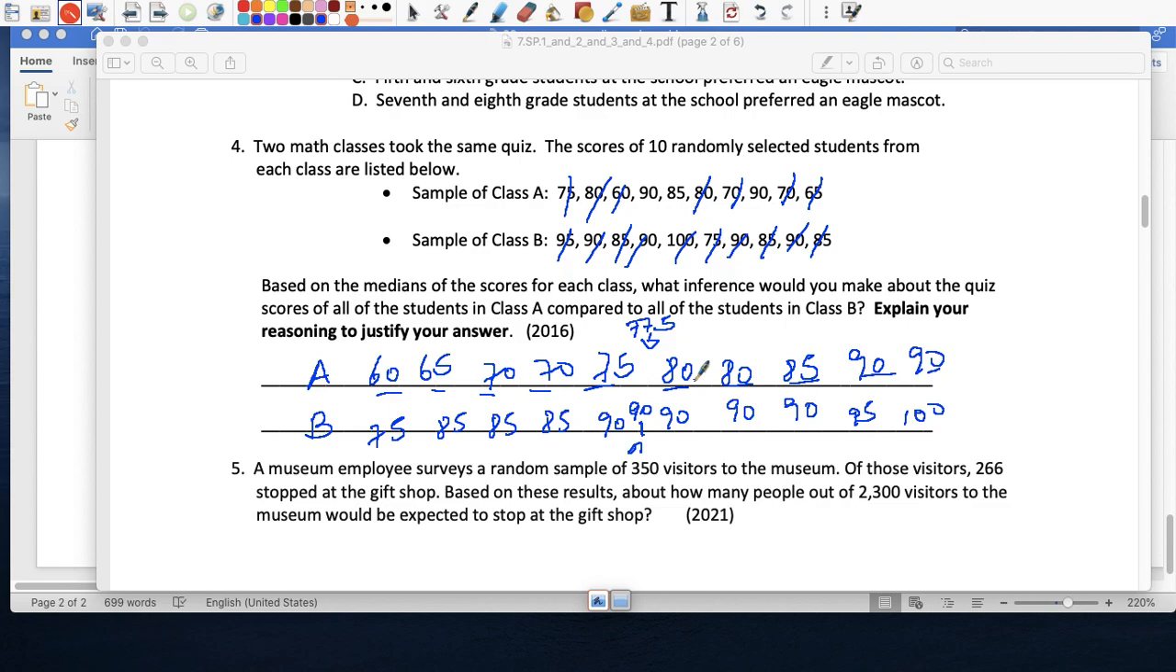Class B median is higher. The range is lower, so that puts that group, right? The median score, it looks like more people did better on class B than class A.